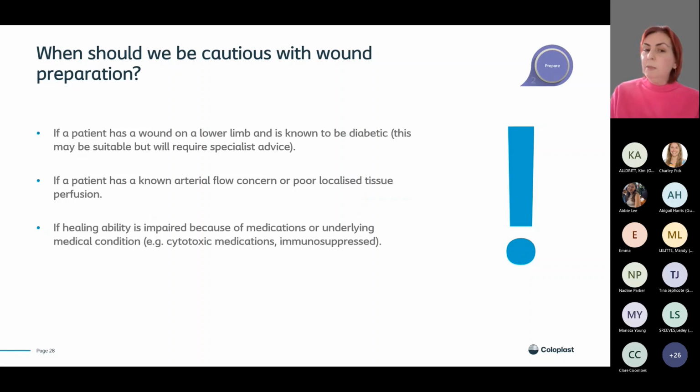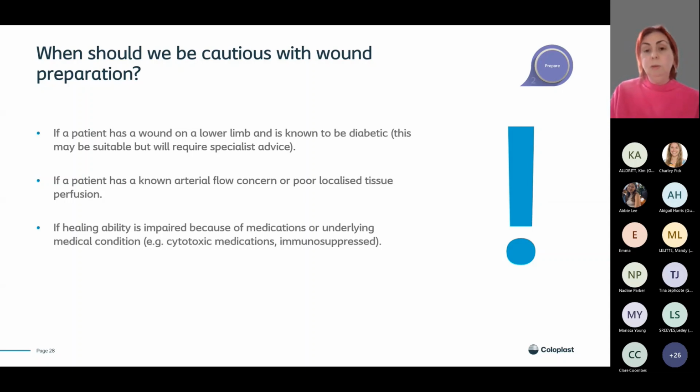But sometimes we need to be cautious with wound preparation, and these are just some situations whereby you may want to exercise caution in your method, or on whether you debride or prepare that wound at all, or what method of wound preparation you decide on for that patient. So if the patient that you're assessing has a wound on the lower limb and the patient is known to be diabetic, have a diagnosis of diabetes, the wound may still be suitable.